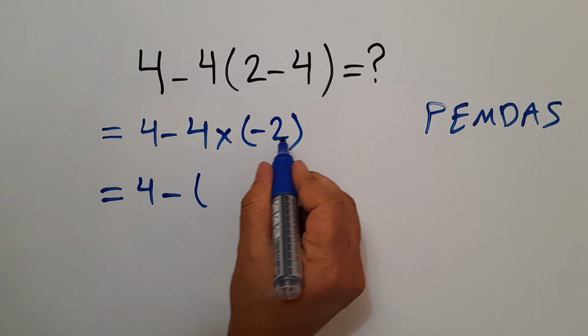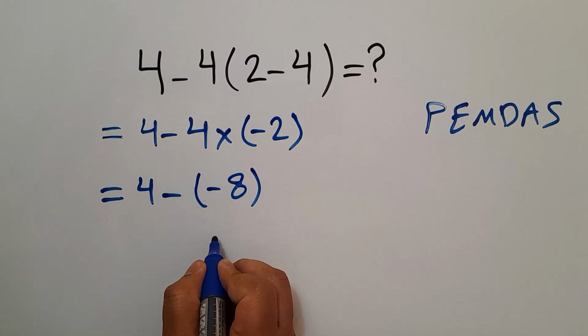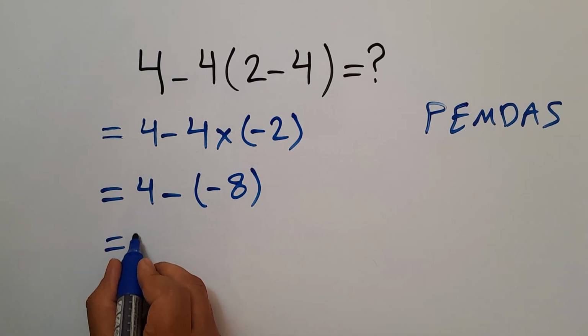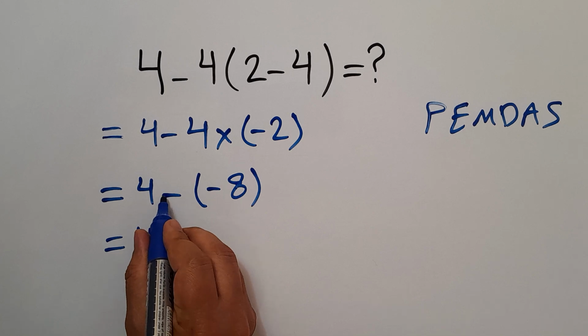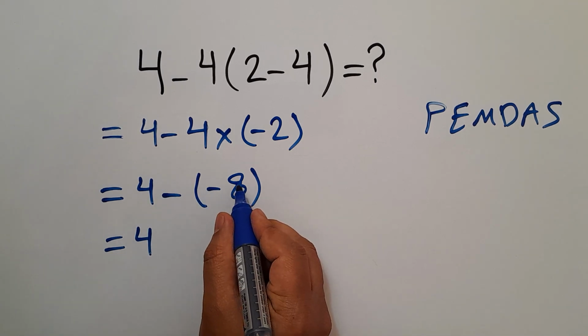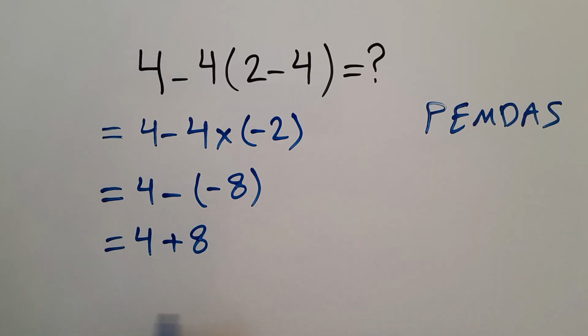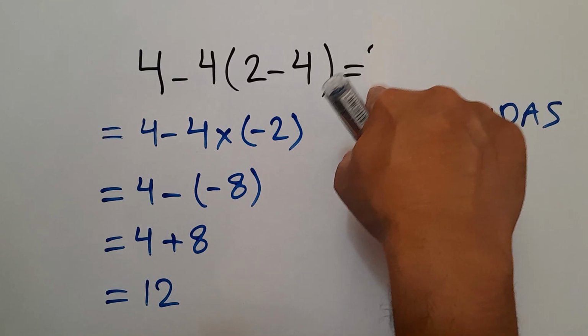4 times negative 2 gives us negative 8. And this is equal to 4 minus negative 8, which gives us plus 8. And 4 plus 8 equals 12. So our final answer to this problem is 12.